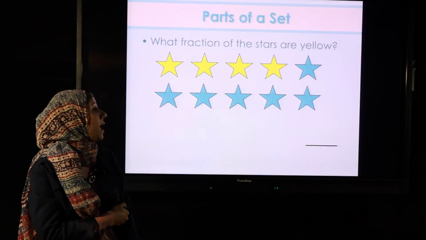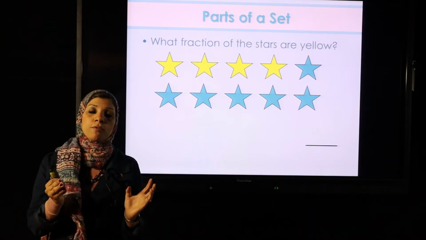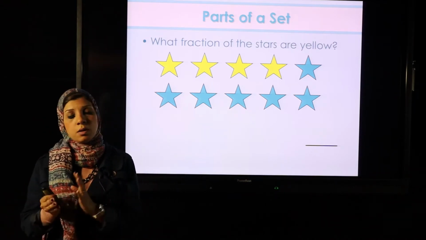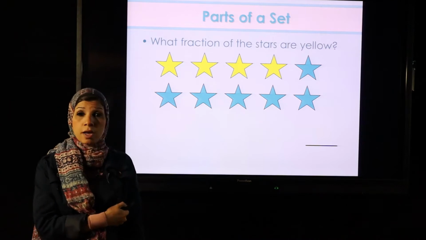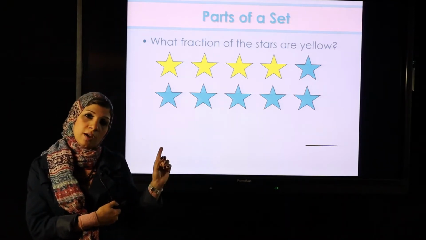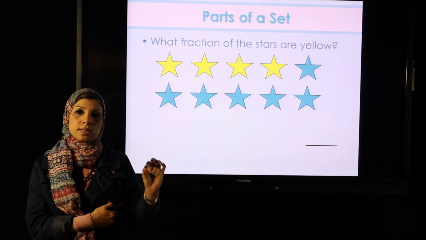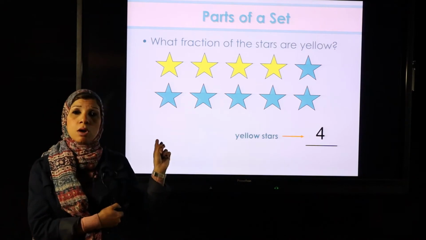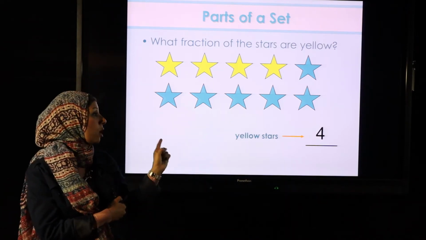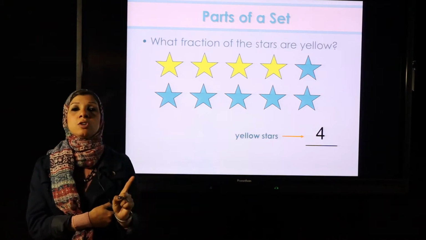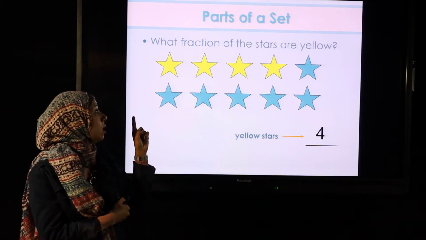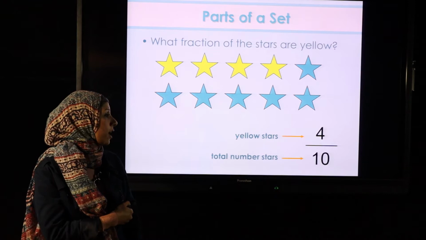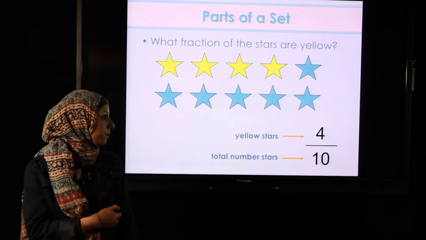In another example, we have a set of stars. Some are yellow and some are blue. And it asks us to write the fraction of the yellow stars. You have to count the number it is asking about. 1, 2, 3, 4. So we write that the yellow stars are 4. And we write the number which will be down, all the stars we have, all the colors of them. 1, 2, 3, 4, 5, 6, 7, 8, 9, 10. So our fraction will be 4 over 10.